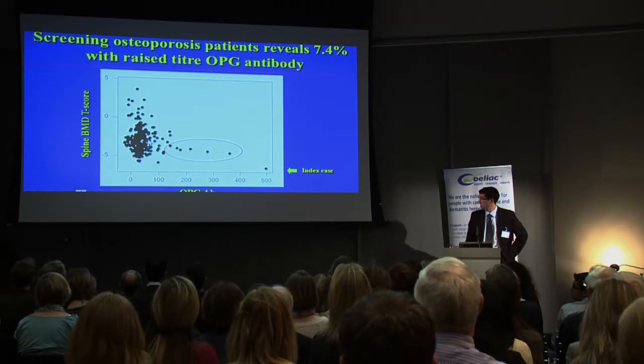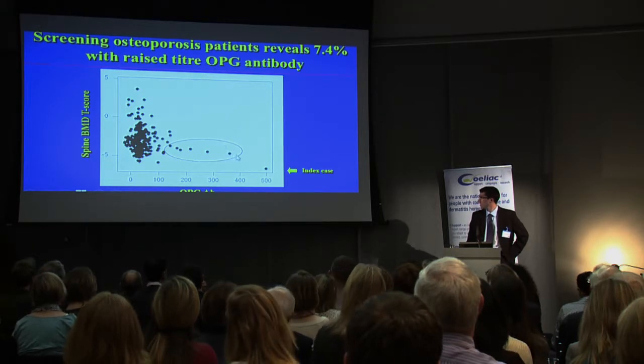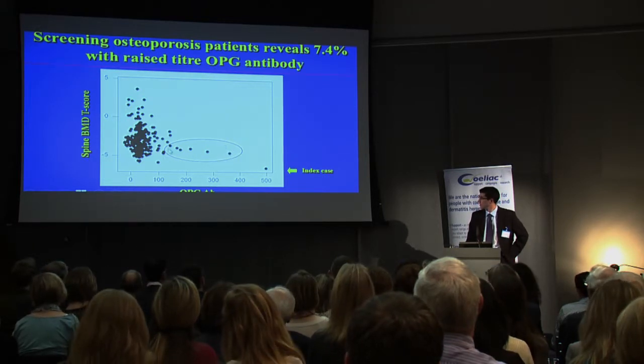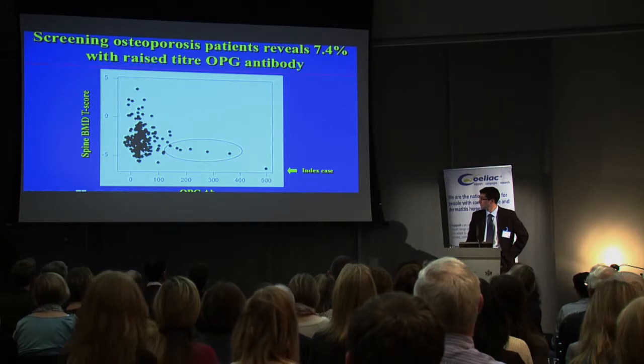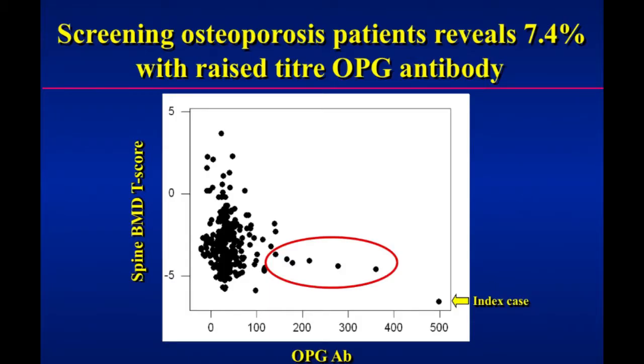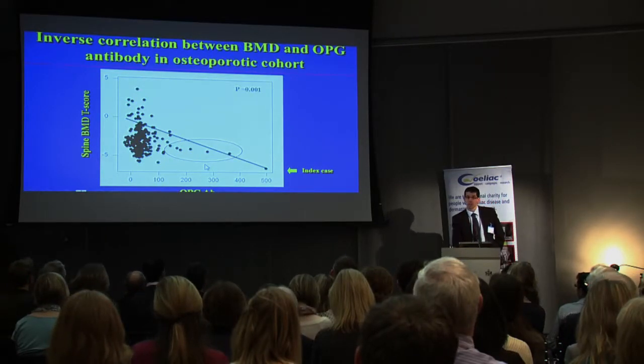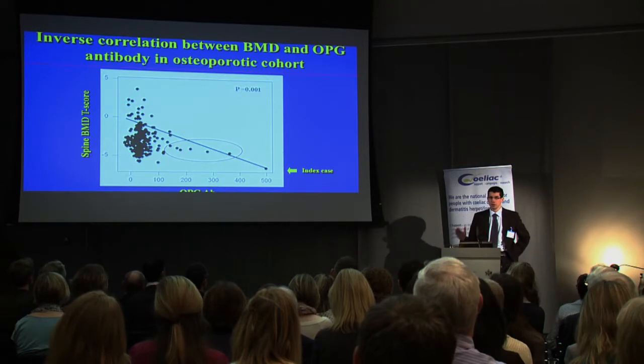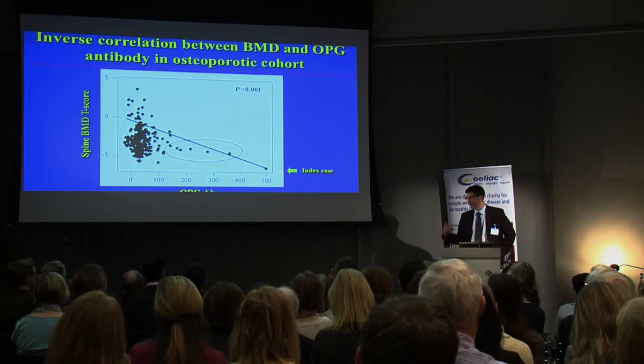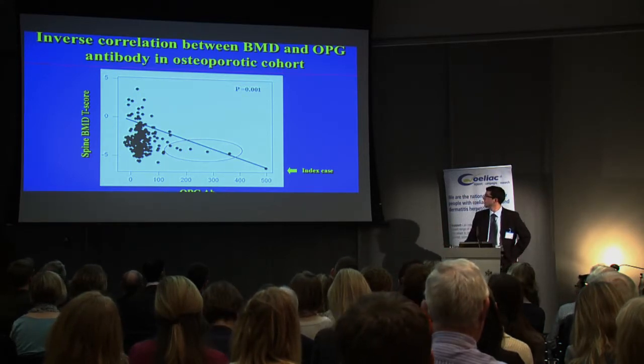But what was exciting to observe was this significant tail of patients with higher levels of OPG antibody who, by and large, all had the most severe osteoporosis, averaging about T-scores of -4. And for comparison, again, this is our index case who remains an outlier. And in this population, you could certainly show a strong correlation between bone density and both titer and presence or absence of OPG antibody.